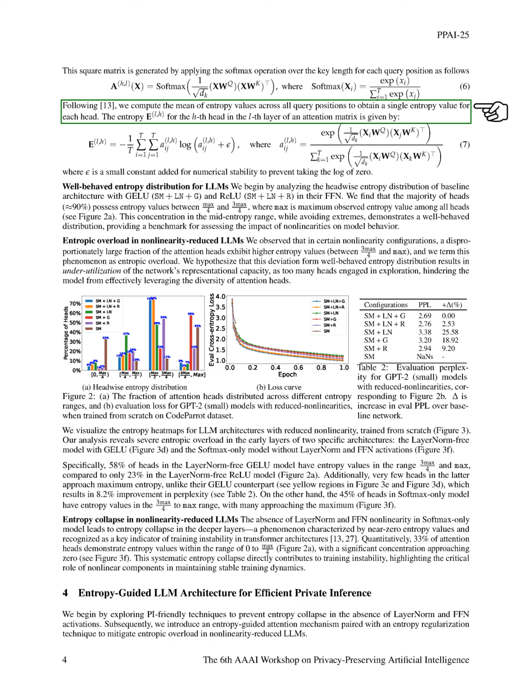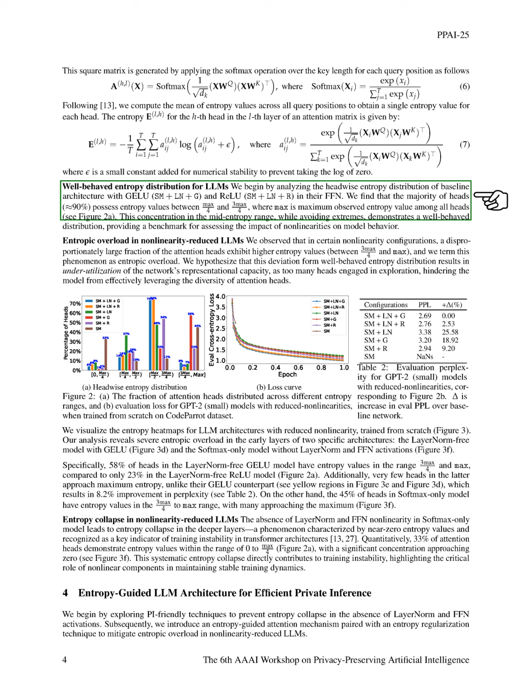We denote the attention matrix for the H-th head in the L-th layer as a square matrix, where each element represents the attention weights for a specific query and key. This matrix is created by applying the softmax operation across the key length for each query. We then calculate the average entropy across all query positions to get a single entropy value for each head. The entropy for the H-th head in the L-th layer is computed with a small constant added for numerical stability.